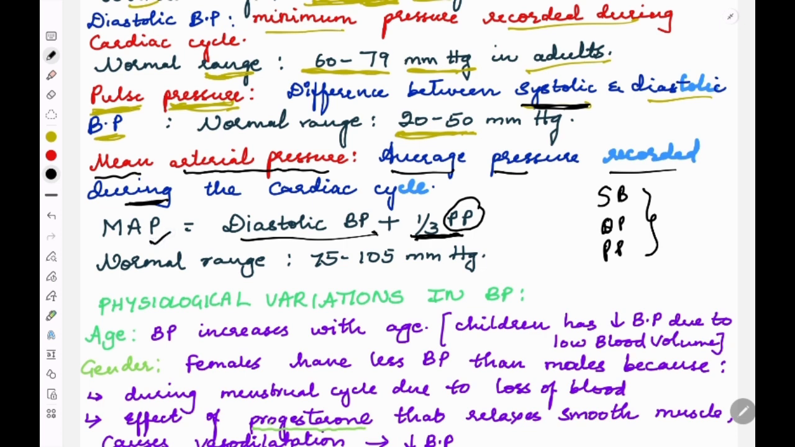So what is the normal range of the mean arterial pressure? That is about 75 to 105 mmHg. So this is the normal range of mean arterial pressure.